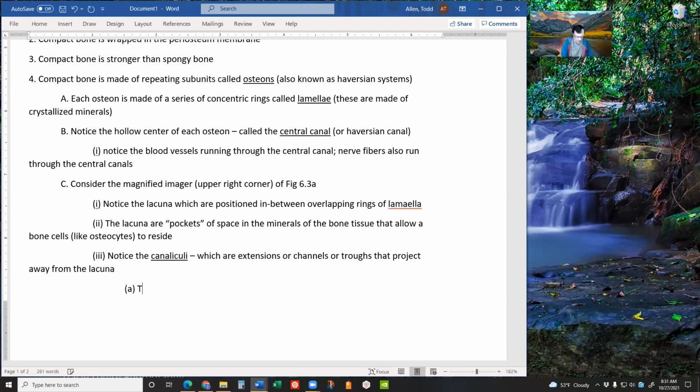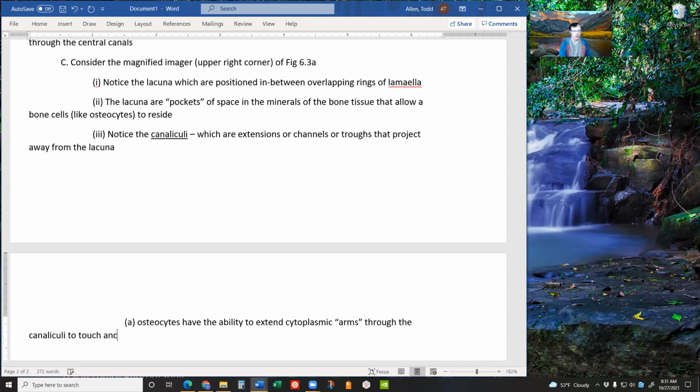Okay. So let's say it this way. Osteocytes have the ability to extend cytoplasmic, I'll just put in quotations because I'm using this word very loosely, cytoplasmic arms through the canaliculi to touch and communicate with other bone cells in the neighborhood. Okay.